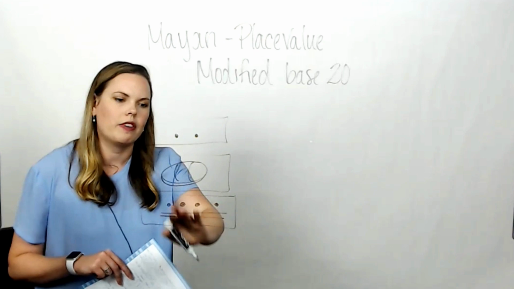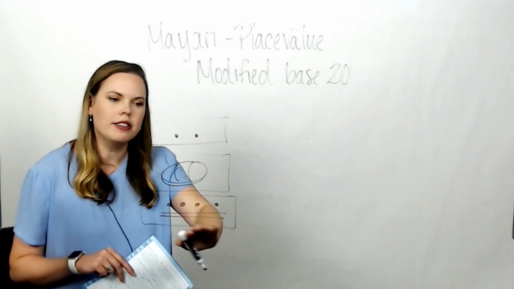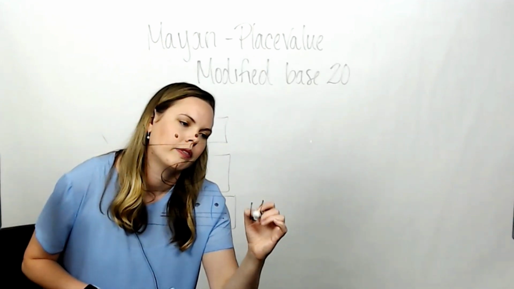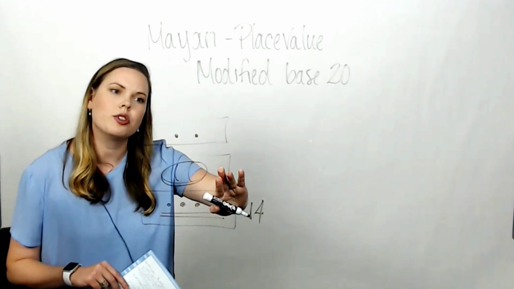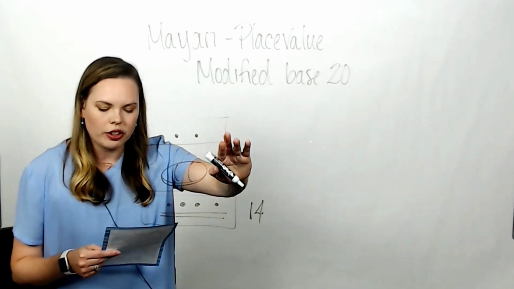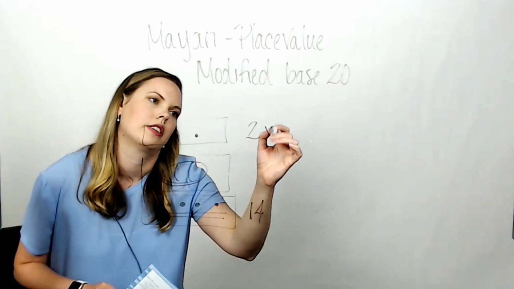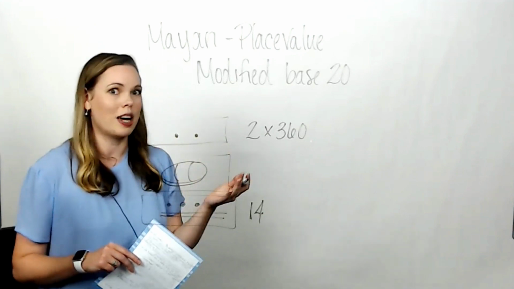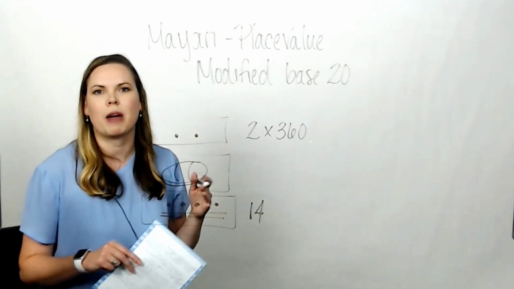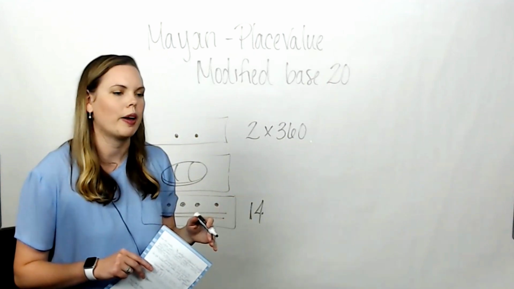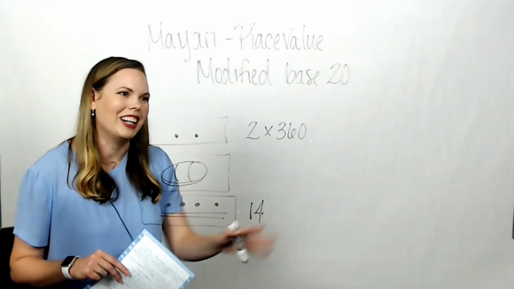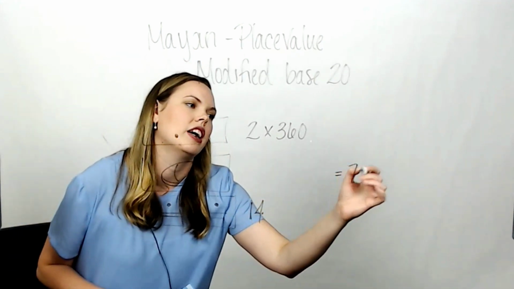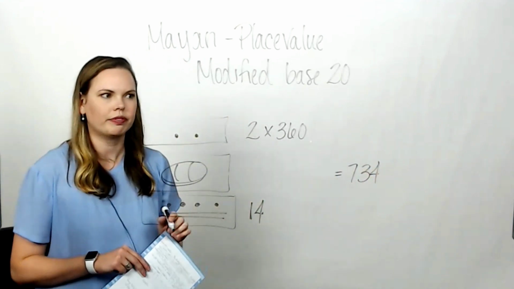So we've got this in our first place, our ones: 5, 10, plus 4, so 14 in our ones place. Nothing in our 20s place, and then 2 360s. Remember, it's not 20 squared, it's 18 times 20, because they wanted it to be 360 to match the number of days in their calendar. They liked that number better. So 2 times 360 is 720, plus 14, we get 734.